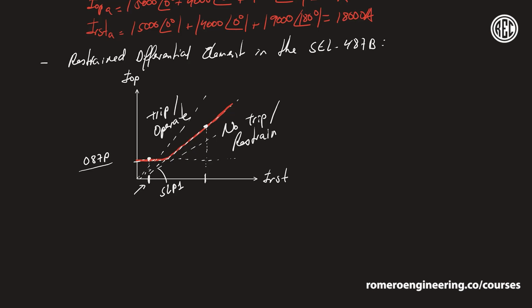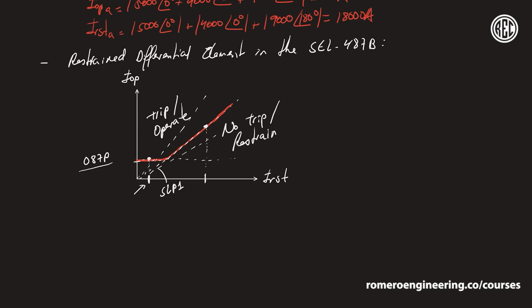This is an important characteristic of the restrained differential element in any relay, but again, here we're talking about an SEL 487B relay. So again, the combination of a slope setting and the operating/restraining characteristics of the SEL 487B 87 element make this element more secure in conditions where the CT is more prone to saturate, or in conditions where the performance of the CT can be compromised.